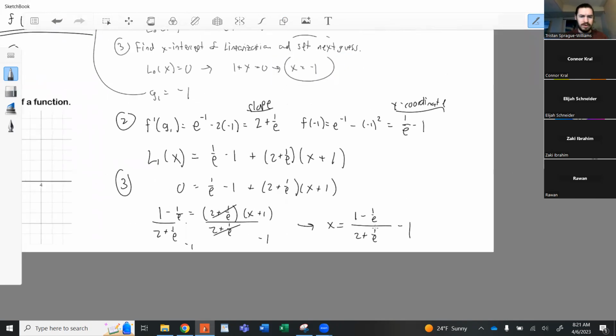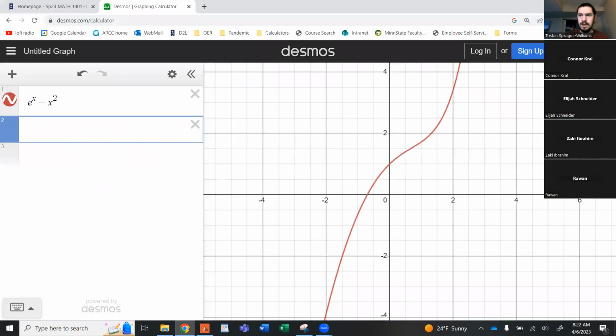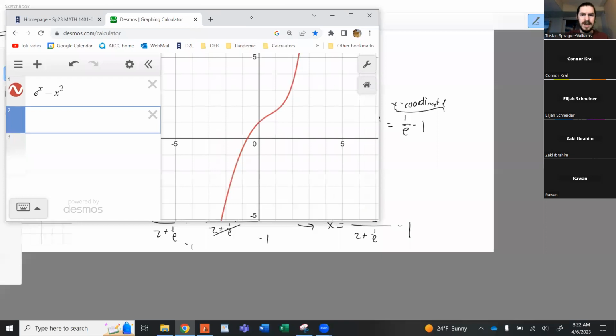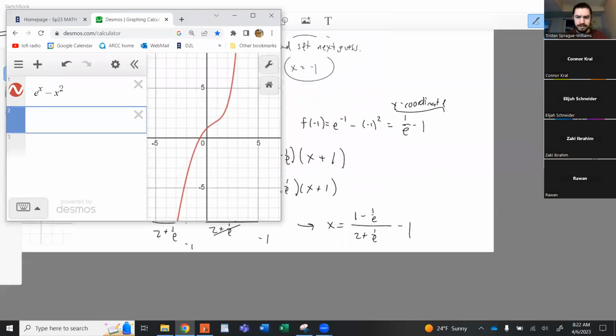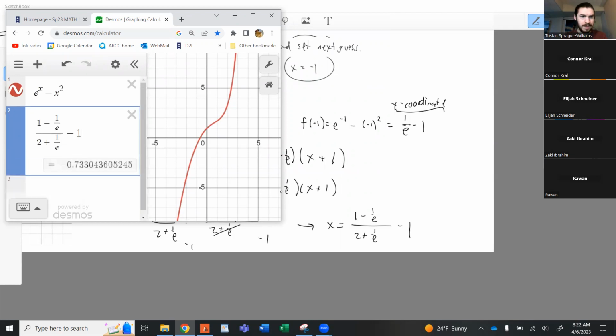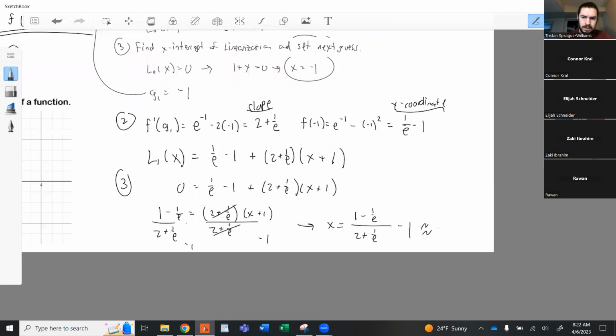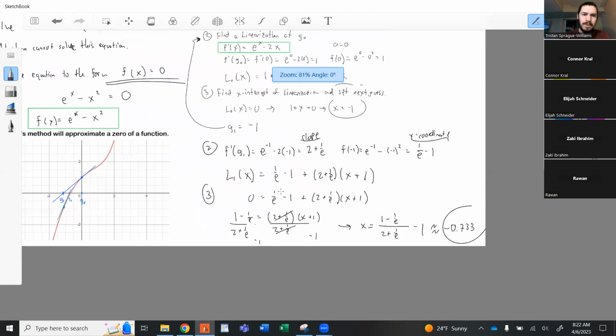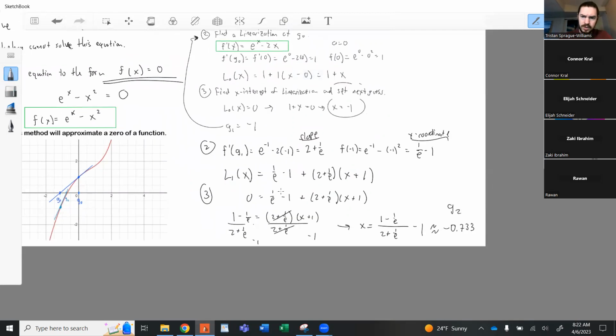What does that equal to? Let's approximate that. I'm just going to plug that into a calculator, see what that equals. Fraction 1 minus 1 over e over 2 plus 1 over e, and then minus 1. Negative 0.733. That's about what that equals. And that would be our next guess. So we'll say G2 equals that.